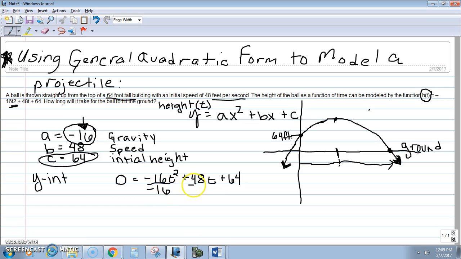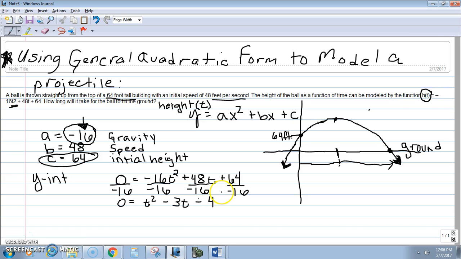And I know this is going to work because 48 and 64 are both divisible by 16. So I'm going to divide everything by -16, even the 0, but remember that just stays 0. So I have now 0 equals t squared minus 3t minus 4. So I'm looking for two numbers that add up to be -3 and multiply together to be -4.